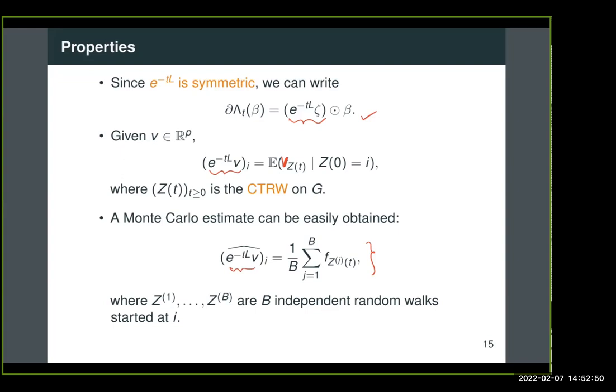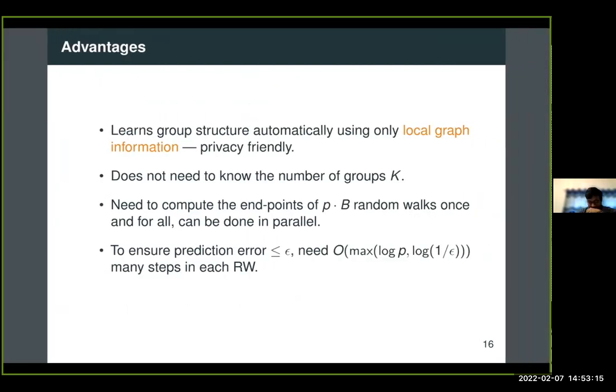Your F is probably a B in the last line. Again, F is a V. That's a typo, right? Okay, thanks. So basically at the outset, you sample B independent random walks started at each vertex, and then you can compute all of these quantities. So that's our algorithm also.